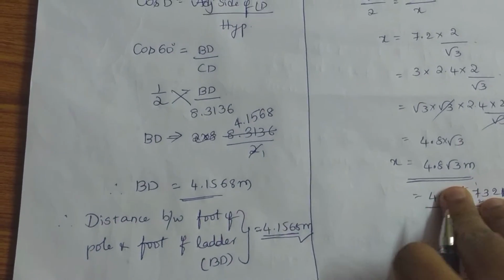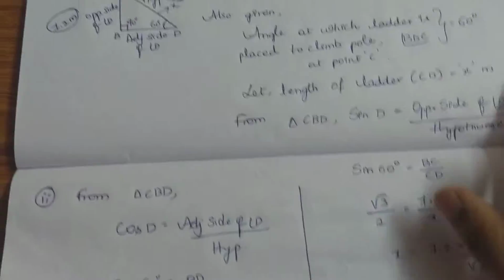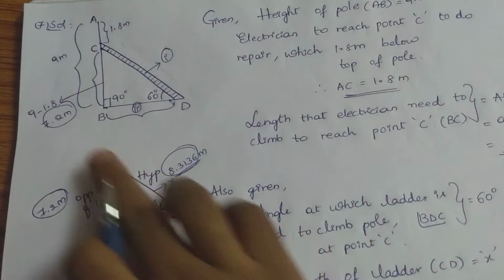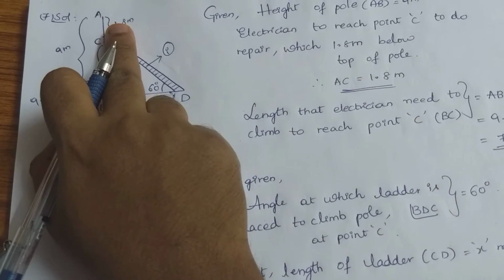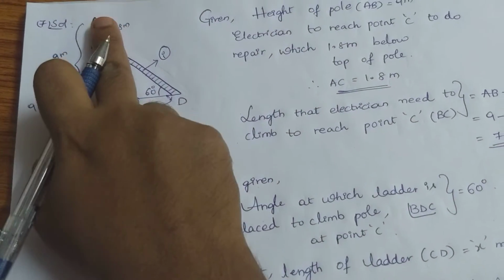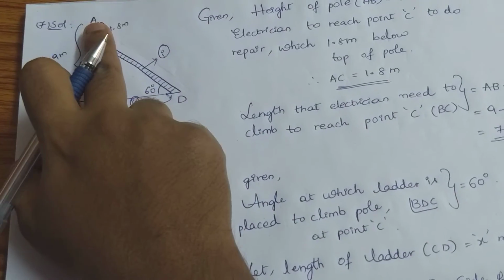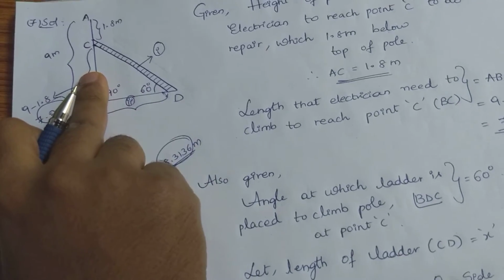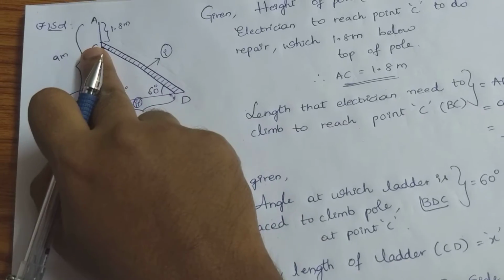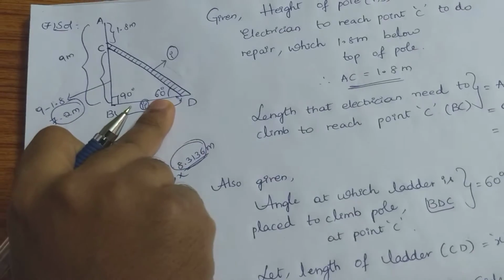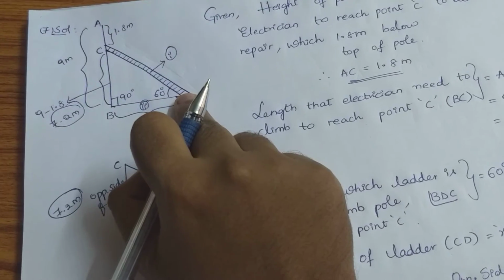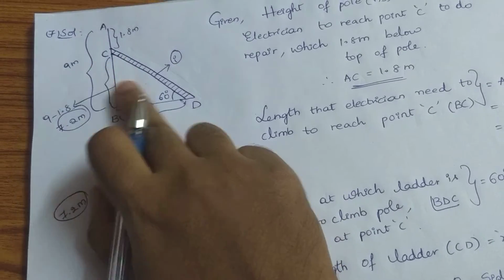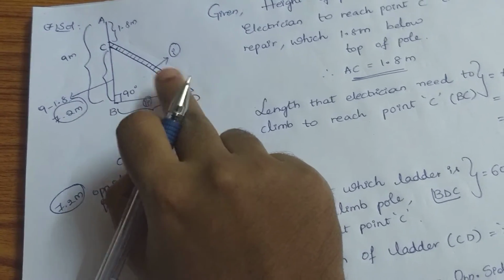Okay, let me give you a brief explanation now. See, this is the total height of the pole. The electrician has to reach the point C, which is 1.8 meters down from the top of the pole. So a ladder has to be placed to the point C from the ground level. I have assumed that the foot of the ladder is placed at point D on the ground.